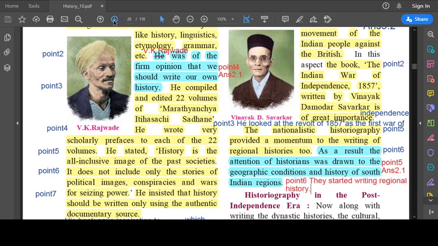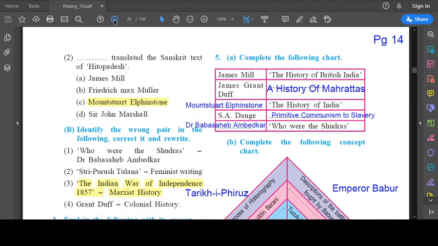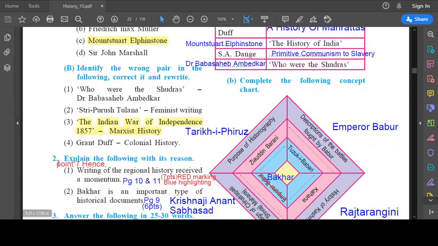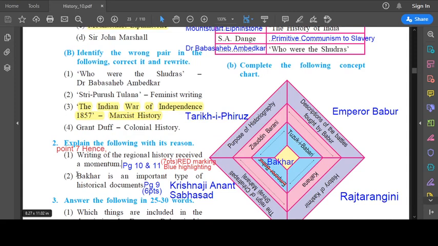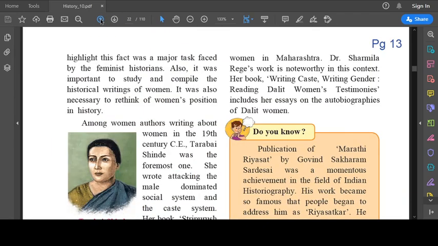And point number 7, let us go back to the question, and that is your last and the 7th point. Point 7 here. This is point number 7. Hence, writing of regional history received a momentum. So you all got the marking, children, of this answer. It was a bit complicated. Okay. So that's answer 2.1, 7 points. 2.2. Barker is an important type of historical document. The answer to this is on page number 9, 6 points. We'll go to page number 9.